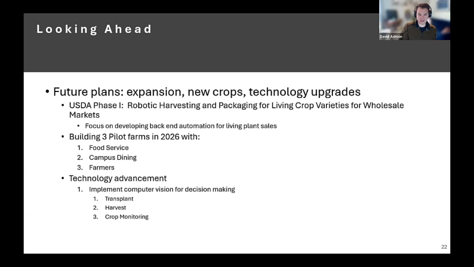Additionally, we'll be raising a smaller seed round, about $3 to $4 million, to implement computer vision for decision making within our farm. Currently, everything's really based on timing in our prototype. After a plant is harvested, it's transplanted, and right after it's transplanted, we seed more. But we want to implement computer vision so we can make harvesting and transplanting decisions based on it. We would also like to implement crop monitoring services so we can look at our canopy, assess plant quality, and adjust nutrients and airflow accordingly.